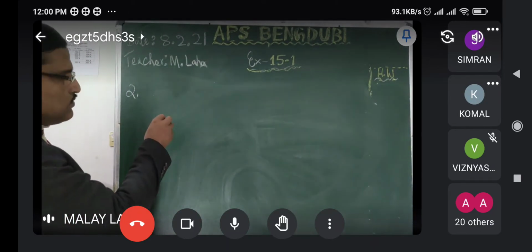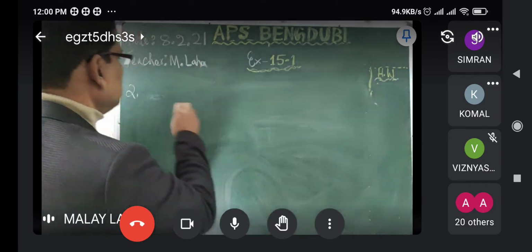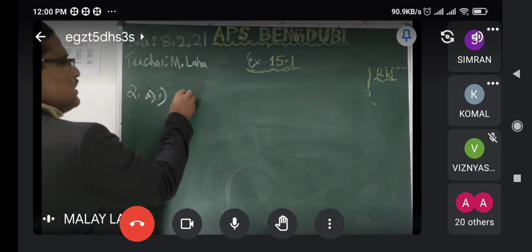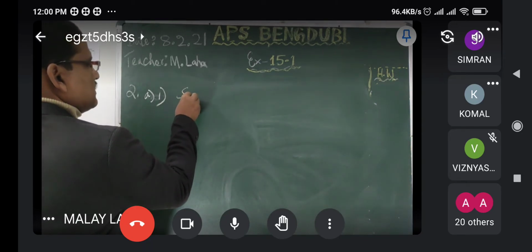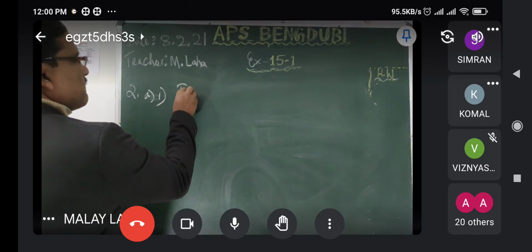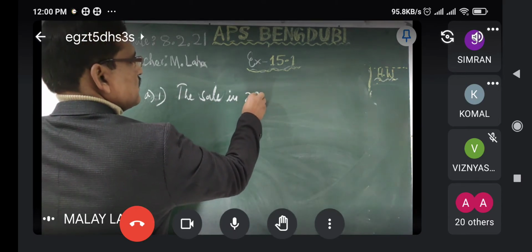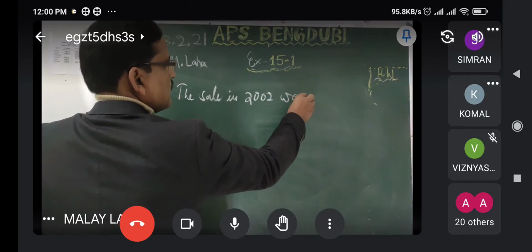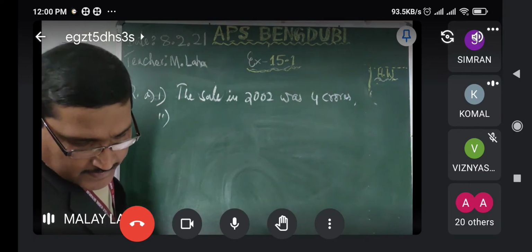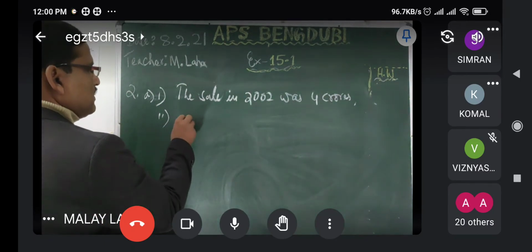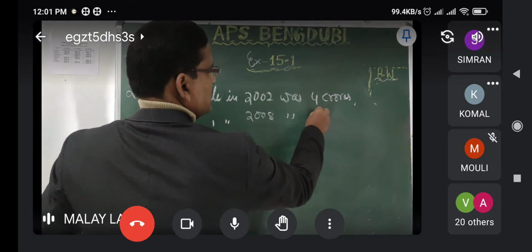Question number 2A. क्वेश्चन नंबर ये होगा, 2, ए पार्ट 1, the sale in 2002 was 4 crore. Number 2, what was the sale in 2006? Sir 8 crore. So the sale in 2006 was 8 crore.